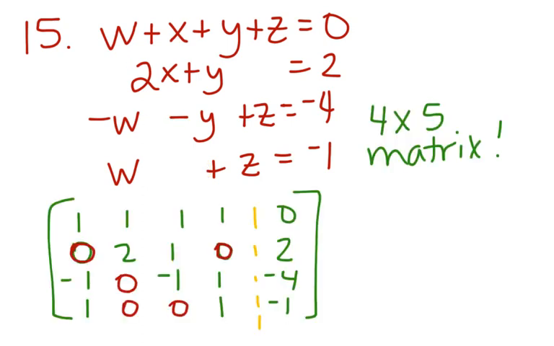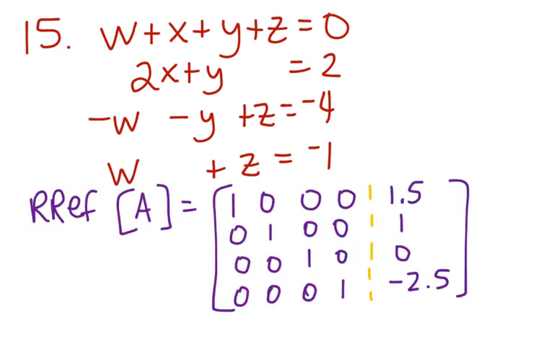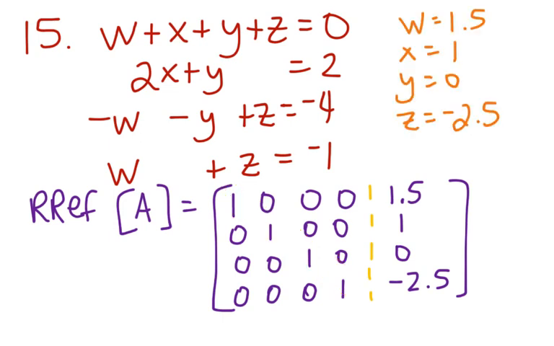So this is your matrix that you should enter, your augmented matrix. I have put in red all of the places where you have zeros instead of some other coefficient. So make sure you've got that entered correctly. Find reduced row echelon form. So go through that process, and this is what you should get when you've done that. And that means that w is equal to 1.5, x is equal to 1, y is equal to 0, and z is equal to negative 2.5.